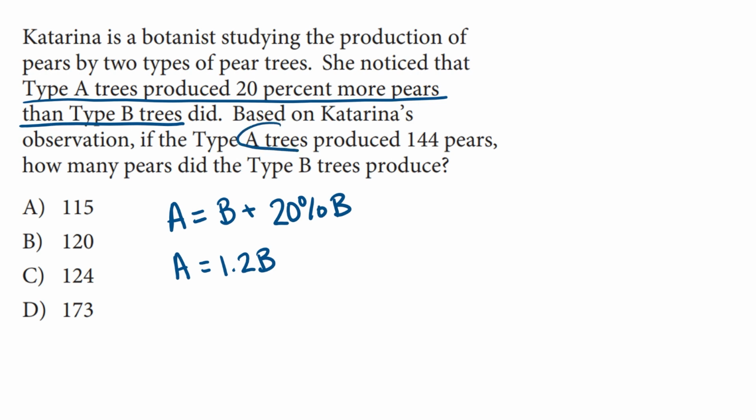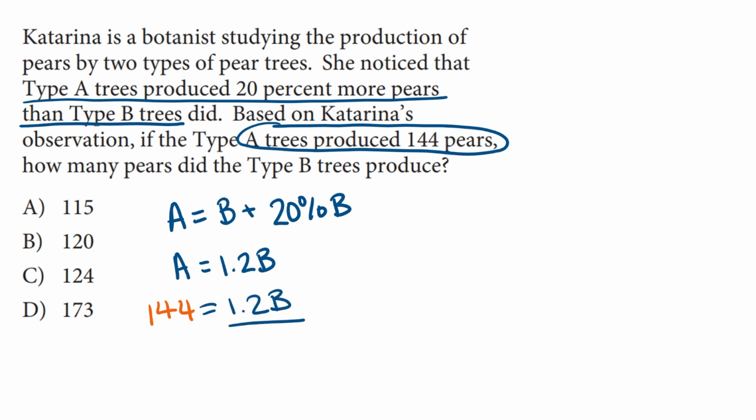We know that A is equal to 144, so we can solve for B. So then we say 144 equals 1.2 B. So to solve for B, we'll divide by 1.2 on both sides. And so B is going to be equal to, you'll just plug that into your calculator, and we get 120 pears. So our answer is letter choice B.